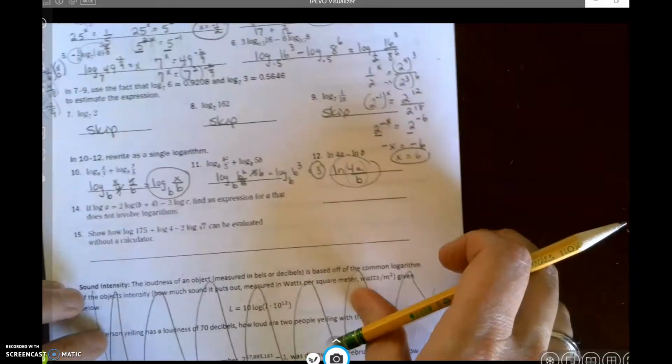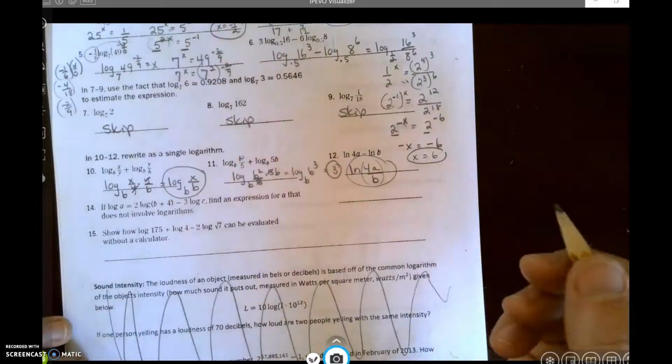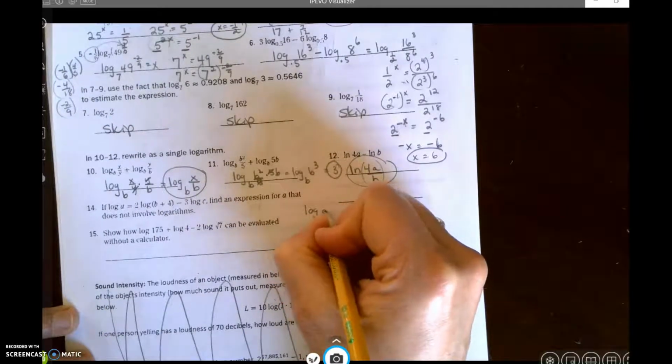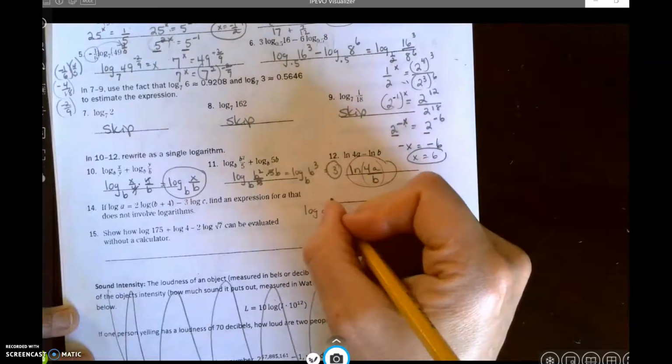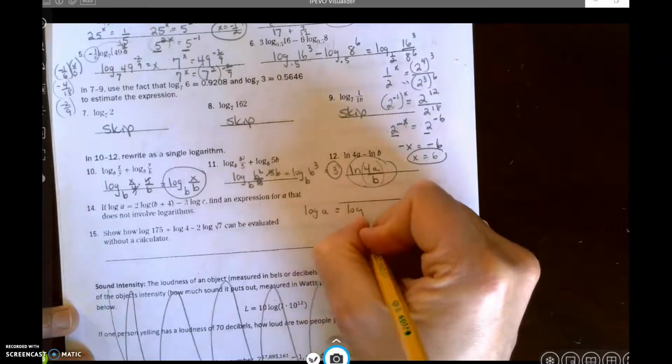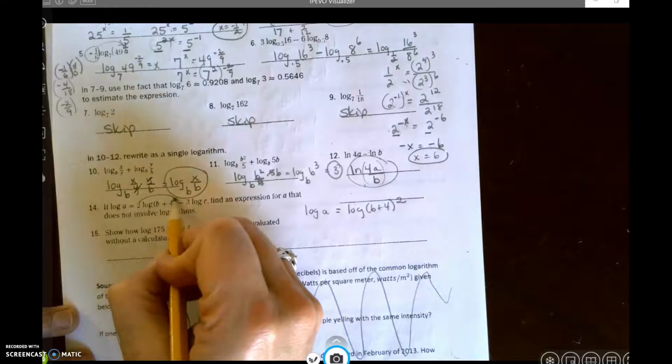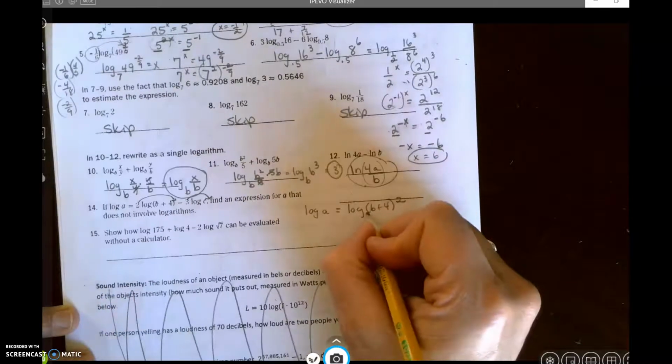Let's look at number 14. If the log of a equals 2 times the log of b plus 4 minus 3 times the log of c, find an expression for a that does not involve logarithms, which means we got to do some simplifying here. So let's kind of start bringing things together. Might need a little bit more room than I've got right here. First thing I'm going to do is bring that 2 to there. So I've got log of a equals log of b plus 4 squared. So I took that 2 and moved it here. I'm going to take this 3 and move it here, and the subtraction means division. So it'll be c cubed, like that.